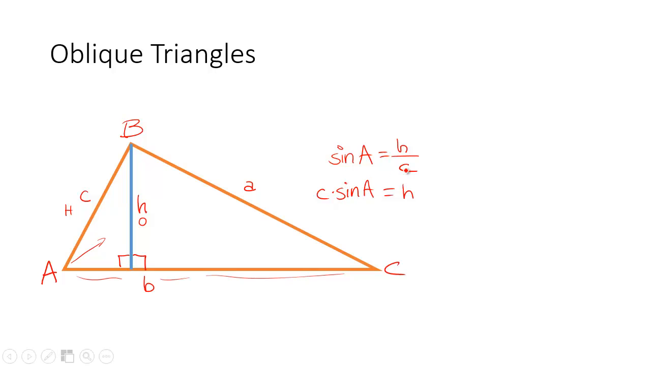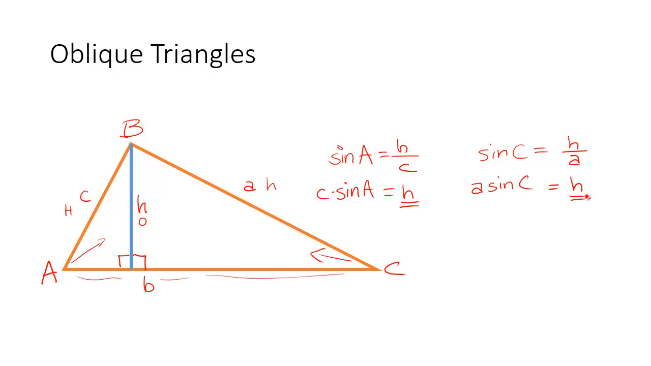Okay, now let's look at the other perspective here. So let's say you're looking from C, then h is the opposite and a is the hypotenuse. So you can simultaneously say that sine of C is equal to the opposite, which is h, over the hypotenuse, which is a, meaning that h is also the same as a times sine C.